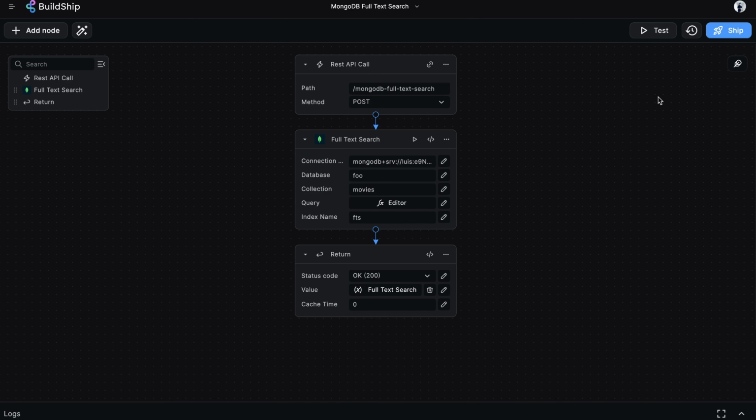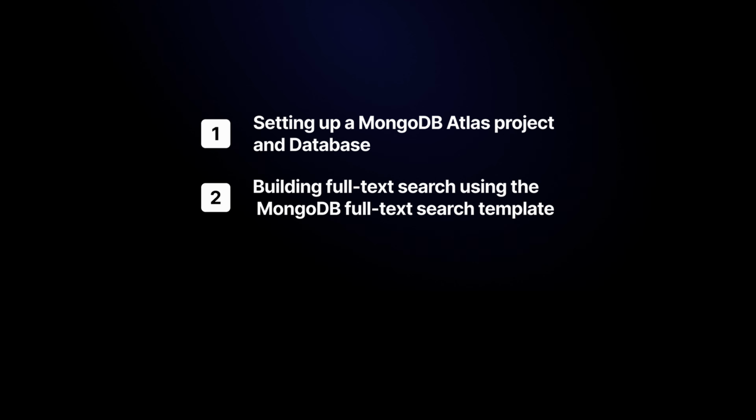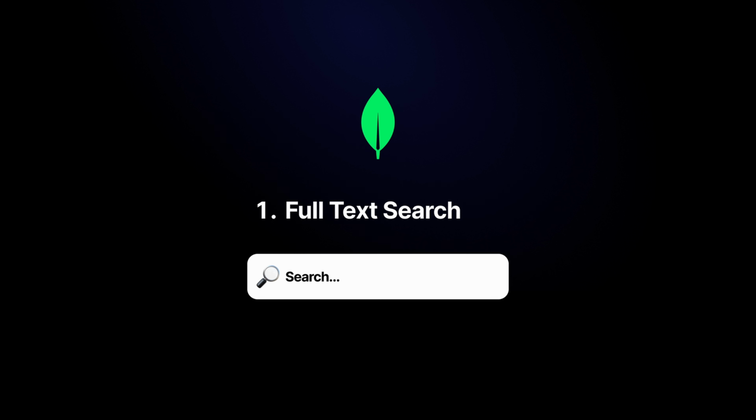Perfect. For the rest of this video, we'll build two types of search experiences using BuildShip and MongoDB. We'll cover setting up a MongoDB Atlas project, where we'll create a MongoDB cluster, initialize our database, and set up our movies collection. Building full-text search using the MongoDB full-text search template. Finally, building semantic search using the MongoDB create embeddings and semantic search templates. Let's begin with full-text search.